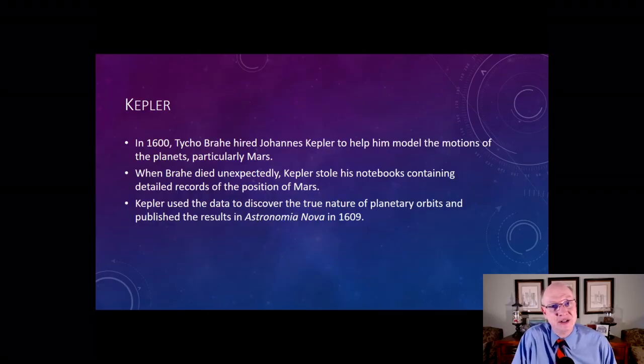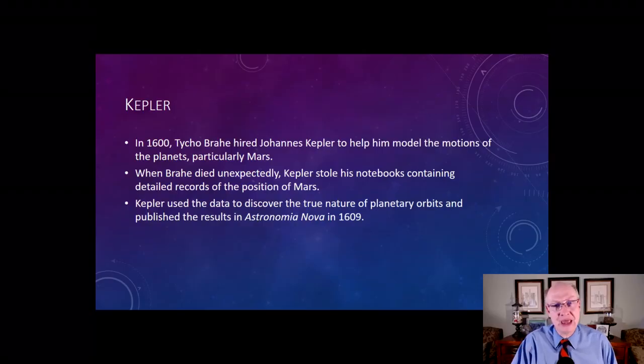So Kepler steals Brahe's notebooks, and Kepler starts analyzing these notebooks, and he uses this data to determine exactly how the planets are orbiting the sun. And he publishes this in a book called New Astronomy, or Astronomia Nova, in 1609. And in this book, he lays out 3 laws of planetary motion. And these laws of planetary motion describe how planets orbit the sun. And he got it exactly right. So for the first time in human history, people understood how the planets orbit the sun.